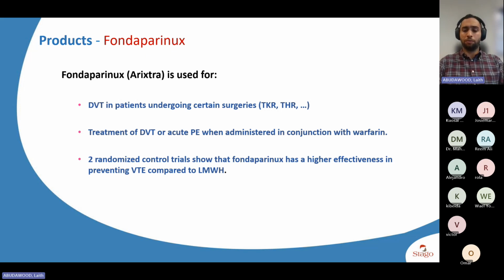For fondaparinux, just quickly over this point, fondaparinux, or what's known as Arixtra, the commercial name, it's used for DVT prophylaxis in patients undergoing surgeries such as total knee replacement or total hip replacement. It's used also for DVT or acute PE treatment when it is administered along with warfarin. Another point is fondaparinux was shown to have a higher effectiveness in preventing VTE compared to low molecular weight heparin, and there are 2 randomized controlled trials to show this.